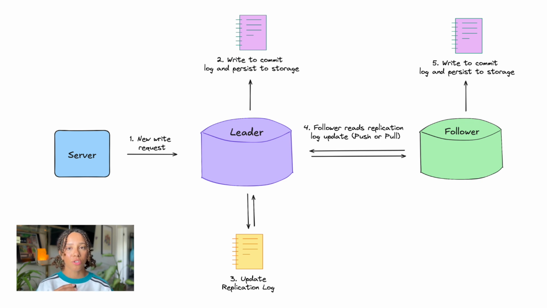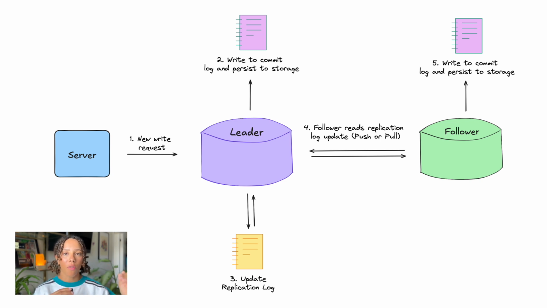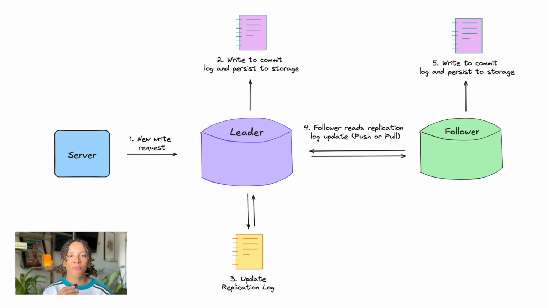That change is written to the replication log, which keeps track of all the updates that happen to the database. The follower then reads its replication log and makes any changes that it needs to the copy of the data that it has. The steps that happen after the leader node sends those changes to the follower nodes depend on the type of strategy that you use.